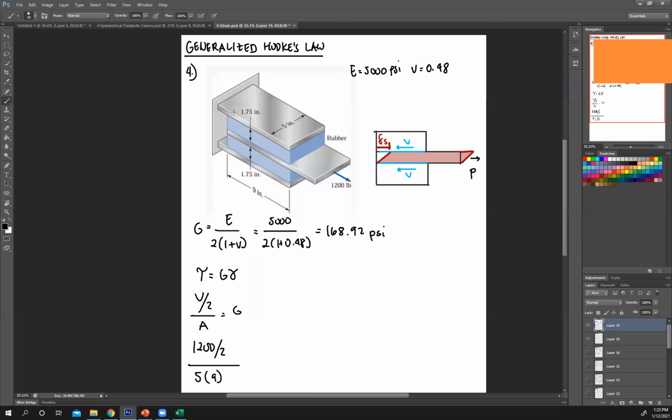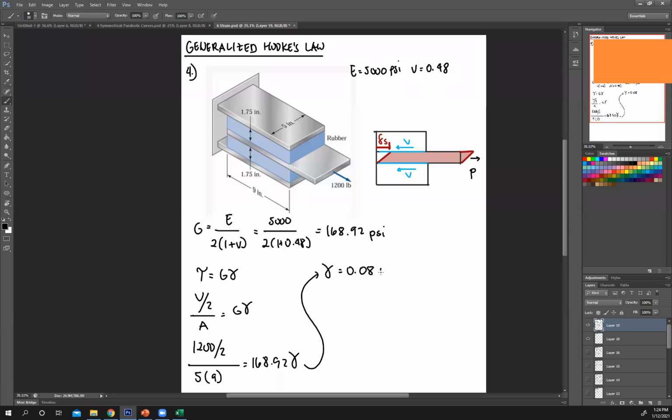Again, shear area is this area. Area in contact or area experiencing shear. So equals G, and G is 168.92 gamma. Okay, so now I can solve for gamma using that equation. Now 1,200 over 2 times 5 times 9. So gamma is now equal to 0.08 inches.